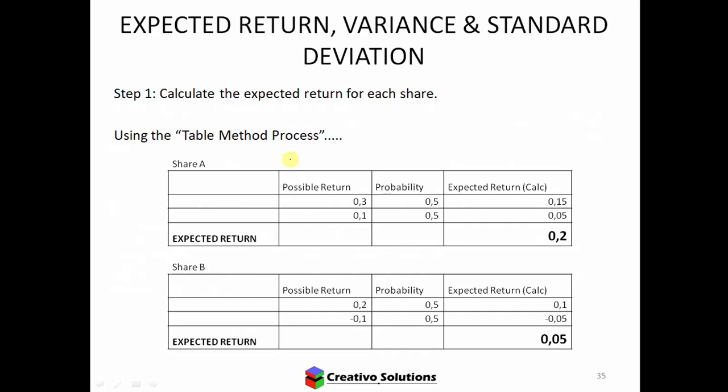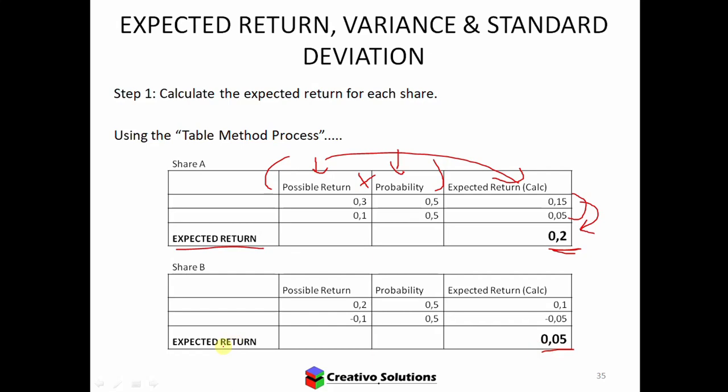I'm just going to ask you to maybe try do them on your own, see if you'd be able to draw up these tables and do these calculations in order to get the different returns that we need. All right, so remember, possible return times probability is going to give you expected return after you've added up the two together. Right, so 0.5 plus 0.5 gives you 2 as the expected return.